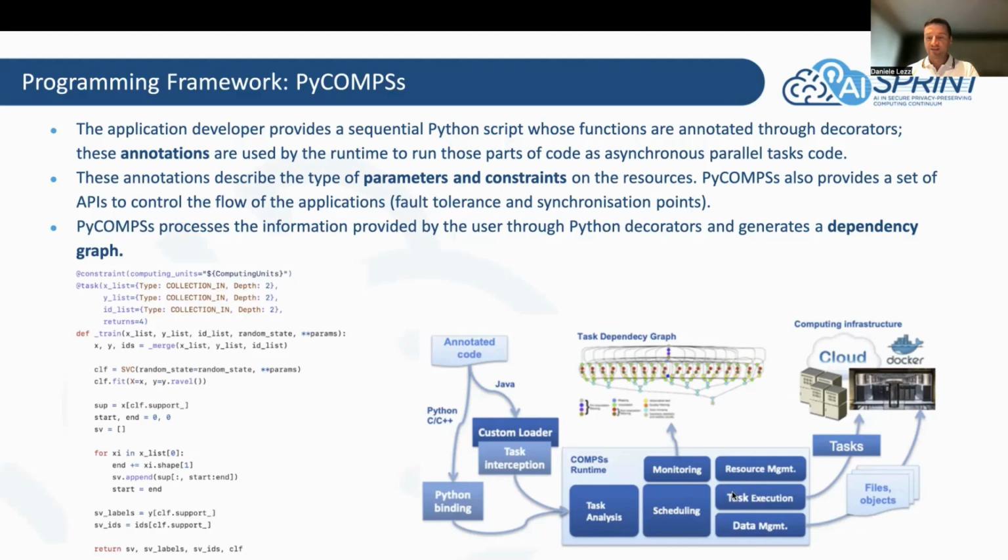COMPSs is then able to automatically and transparently schedule that execution on a given set of nodes. Those nodes can be nodes of a cluster, for example a supercomputer, or could also be cloud nodes that are managed in an elastic way, and it can also be a hybrid configuration of fixed nodes and cloud nodes. The important part also is that COMPSs takes care of the files and data management.